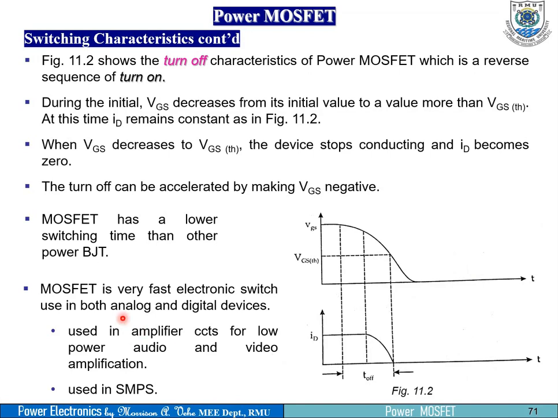So that is the case here. Basically that's the explanation I can give here. So MOSFET is a very fast electronic switch. Maybe before that, the turn off can be accelerated by making VGS negative. So if you make your gate source voltage negative, you speed up the turn off process. MOSFET has a lower switching time than BJT. So the question is, lower switching time than BJT, is this an advantage or disadvantage? You should understand that the underlying factor is lower switching time. MOSFET is a very fast electronic switch used in both analog and digital devices.